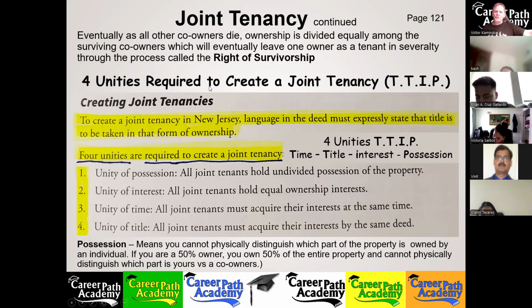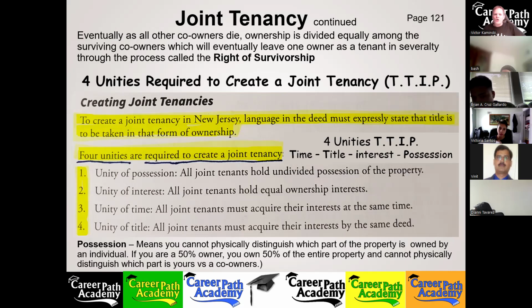So there are 4 unities required to create a joint tenancy. To create a joint tenancy in New Jersey, language in the deed must expressly state the titles to be taken in that form. So you have to expressly state that you intend to take ownership as joint tenants instead of a tenancy in common. You must state that in the deed. You have to.